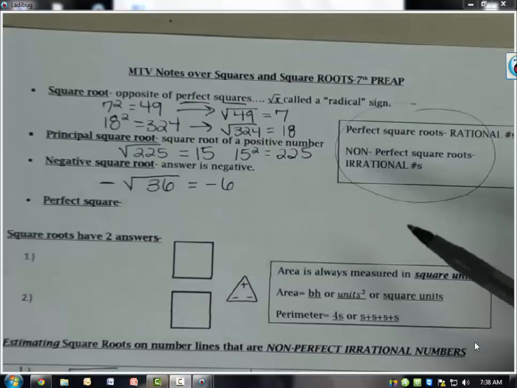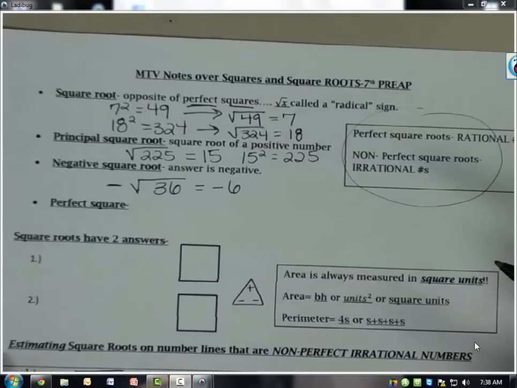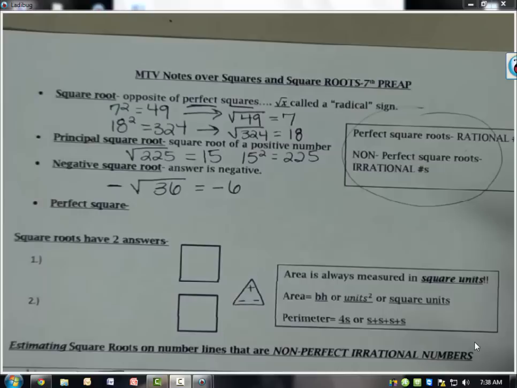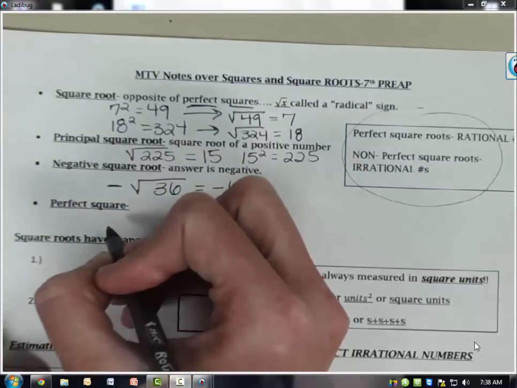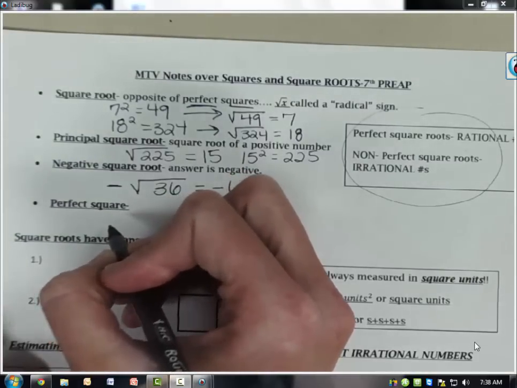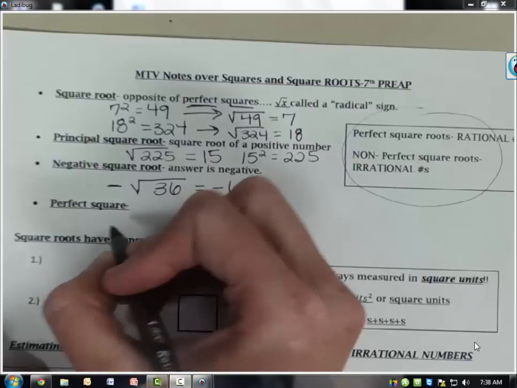Okay, perfect squares. Perfect squares are what you took on your memorization test on Thursday, or you're taking it tomorrow. Sorry, I'm doing this video early. You're taking your squares test tomorrow. So a perfect square is going to be 8 squared equals 64, or 12 squared equals 144. Okay? So a perfect square root is going backwards of that.